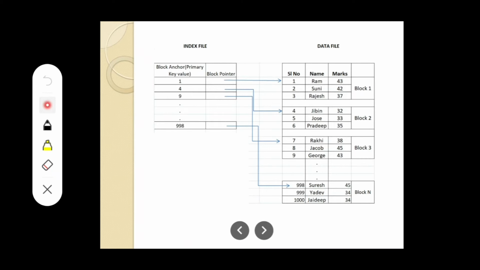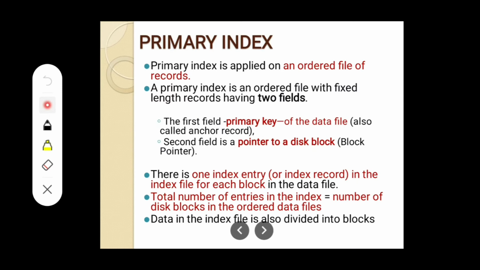So this is the structure of the primary index. So the primary index, what is it? It has ordered records with a fixed length. It has two fields, the primary key of the data file and a block pointer. The block pointer is pointing to the disk block. Okay, this is the second point.